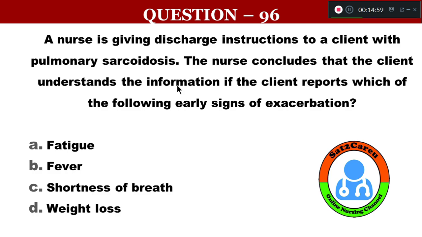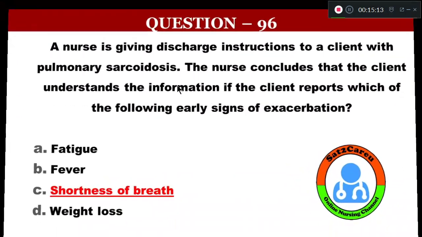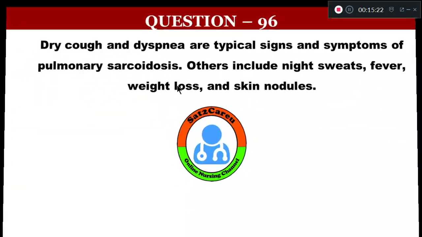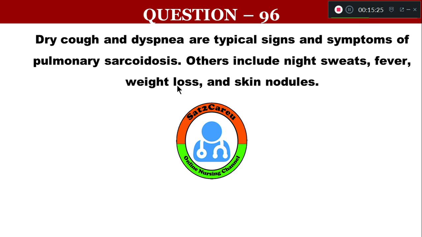So here a client is suffering from pulmonary sarcoidosis. The nurse is giving the information to the client about the early signs of exacerbation. Which is the early sign here? The right answer is shortness of breath, which is considered the early sign in pulmonary sarcoidosis. Dry cough and dyspnea are typical signs and symptoms of pulmonary sarcoidosis. Others include night sweats, fever, weight loss, and skin nodules.